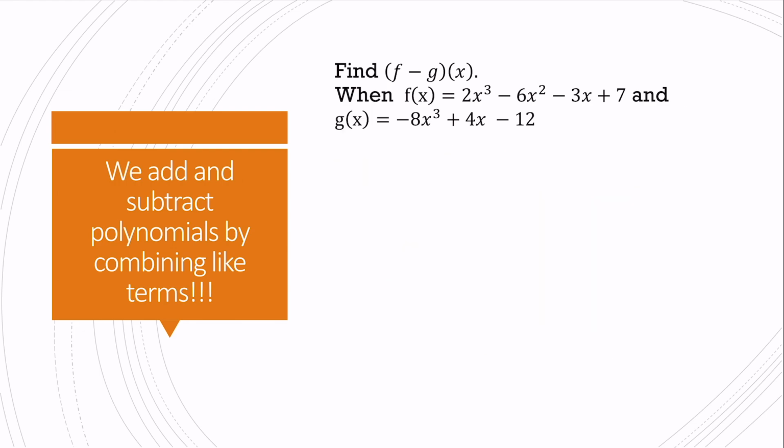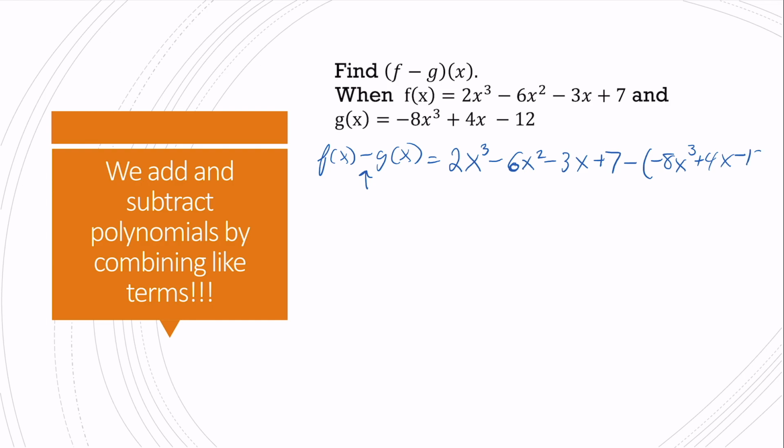So what I'm asking now is to find the difference between f of x and g of x. And when I'm subtracting, I need to remember that I'm going to have to distribute this negative. So I've got 2x cubed minus 6x squared minus 3x plus 7 minus negative 8x cubed plus 4x minus 12. I'm subtracting the whole thing, so I have to distribute this negative right here.